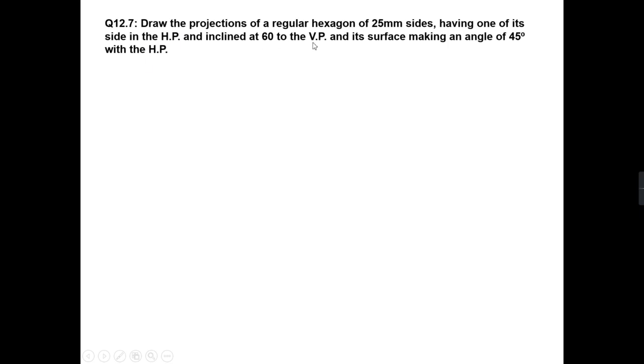Either you can assume that your hexagon is parallel to the horizontal plane or the vertical plane, and from that you can start your projection. But it is also given that one of your sides is on the HP, so it is better to incline the surface with the horizontal plane first, then we will go to the inclination with the vertical plane.